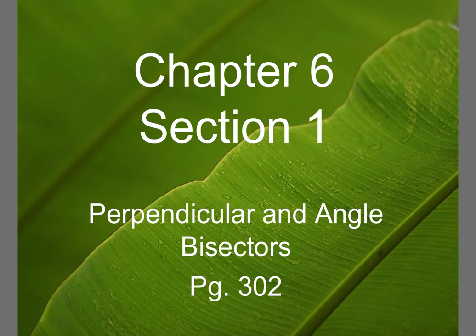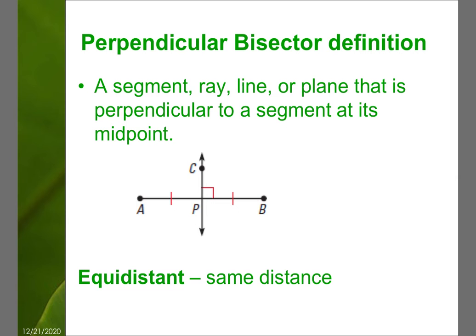So we start with perpendicular and angle bisectors. These are both things we already know, but now we're going to learn some theorems about them and then apply them to a graph. The first one is the definition of the perpendicular bisector, which again, think about the name of it: perpendicular and bisector. The perpendicular part says it has to meet another line or segment at a right angle, and then the bisector is it has to cut that segment into 2 congruent parts. So it hits it at its midpoint.